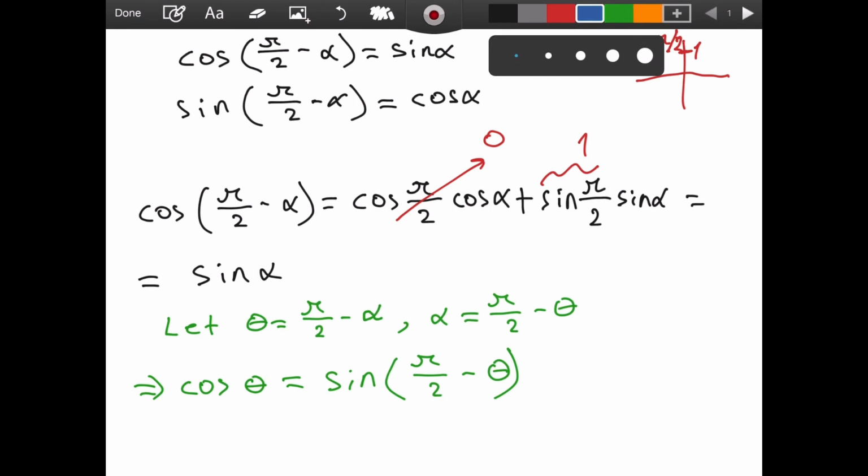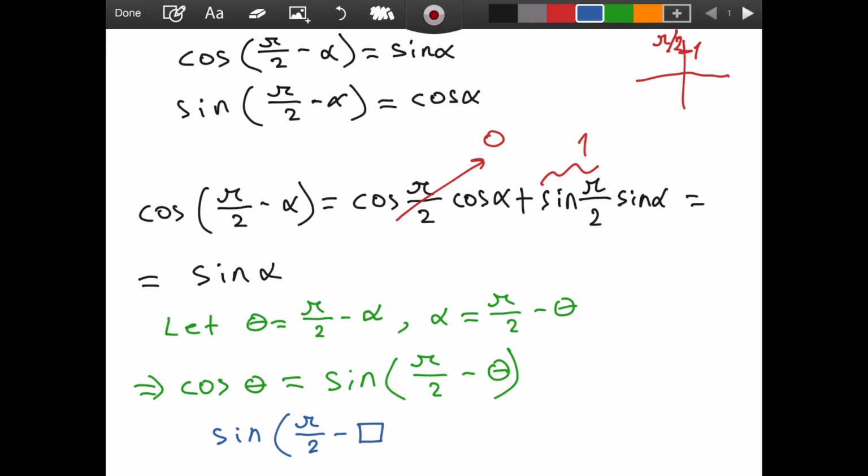And you might be saying, no, it isn't, because we have theta, we don't have alpha. Well, my friends, it doesn't matter. The letter that you use does not matter. You can simply substitute alpha for theta, or you can substitute x for theta, okay? The main idea is, in the cofunction relations, if you have sine of pi over 2 minus anything, let's say a square, something, then this is equal to cosine of that something, okay? So if you have theta, alpha, x, it doesn't matter. It should be the same variable. That is the only thing that matters.